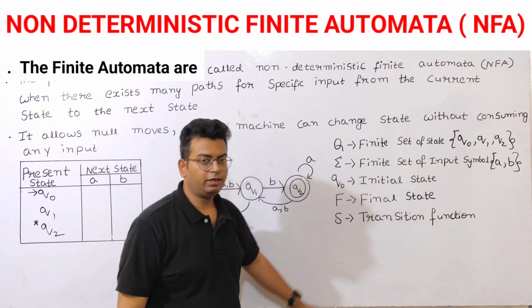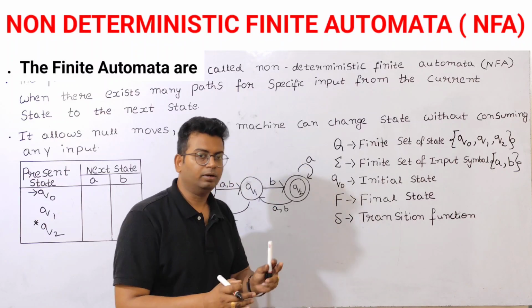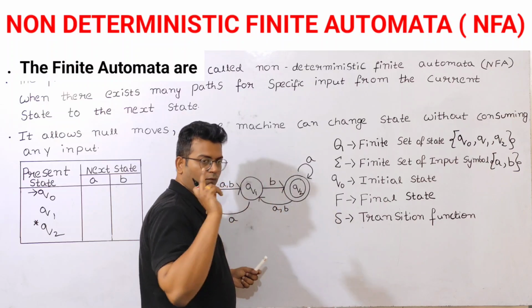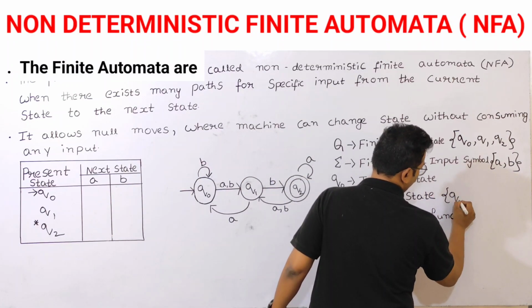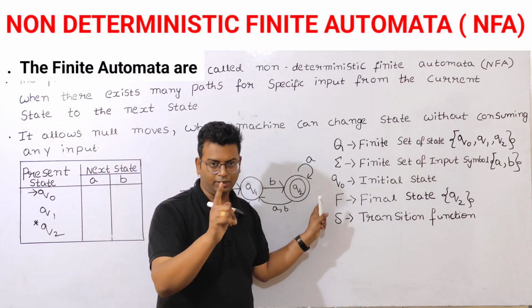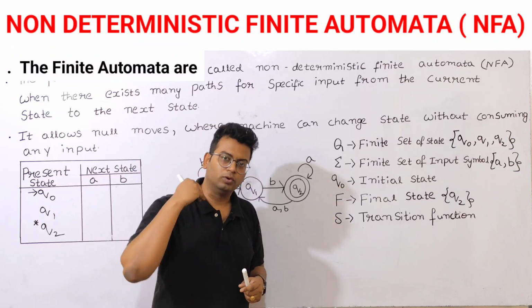Coming to the final state, it may contain one final state or, in some diagrams, multiple final states. Here, there is only one final state, Q2. The initial state, in general, is only one. The final state may be one or more than one.